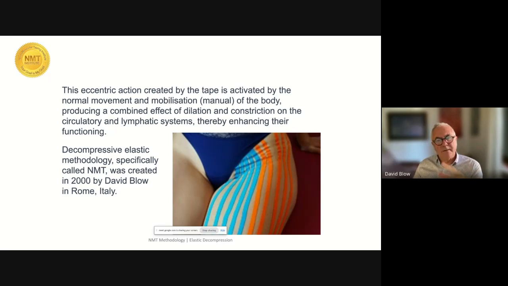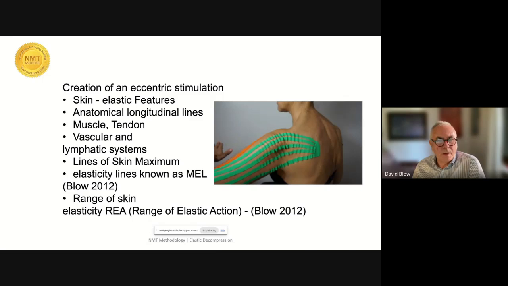But don't forget, the major problems that we have in front of us are due to excessive constriction. So consequently, the therapy has to be not the same, but the opposite. And so the decompression elastic methodology was created here in Italy. I created it in the years 2000 to 2003.